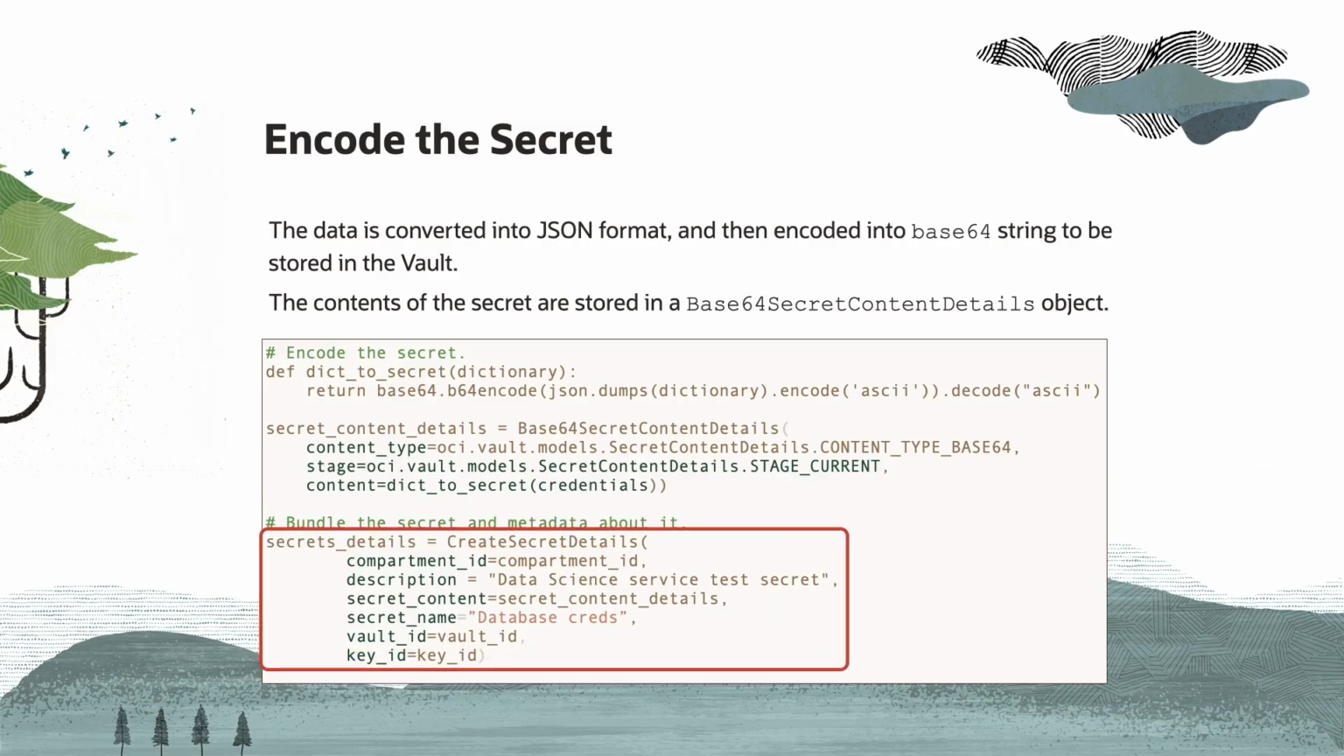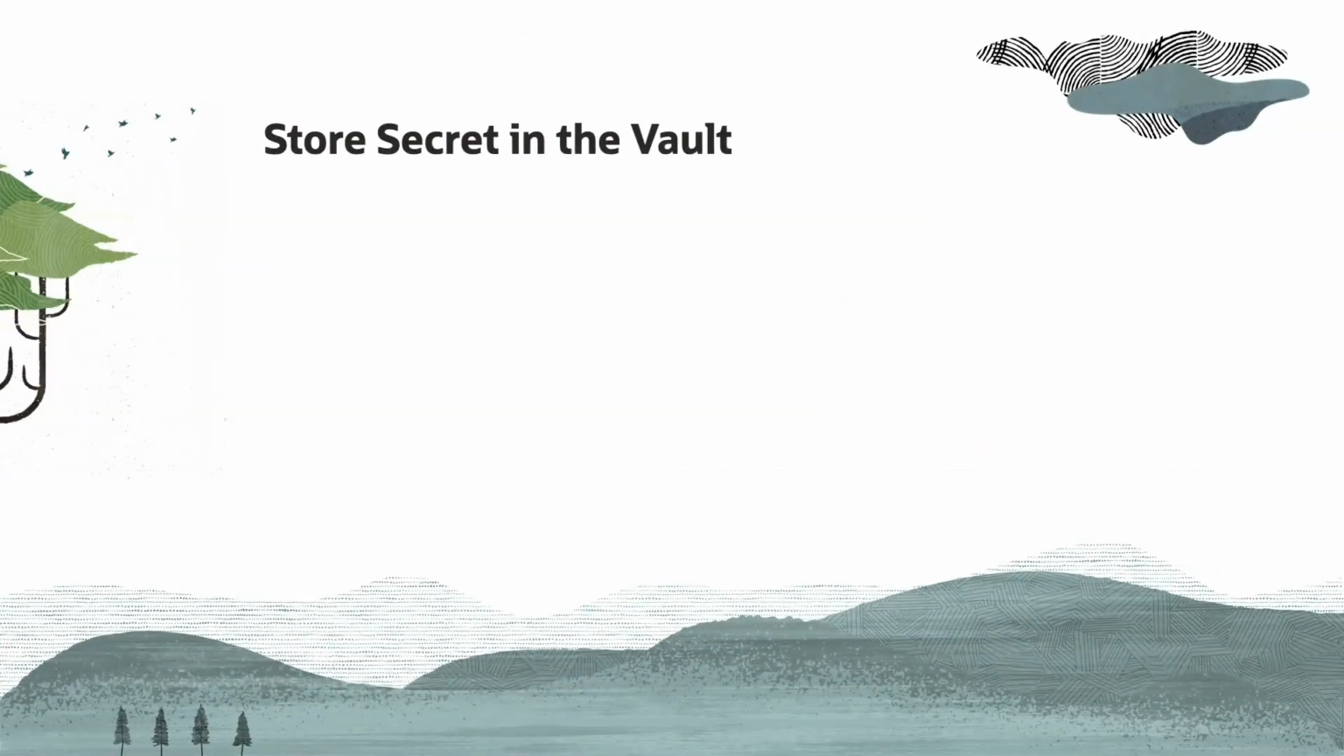Here we're going to pass in a bunch of metadata such as the compartment, the vault ID, the key ID, and information such as a description and a name of the secret. And then the key part of them is the secret contents, which has the encoded base64 secrets in it. Now that we have the secrets, it's time to store it in the vault.